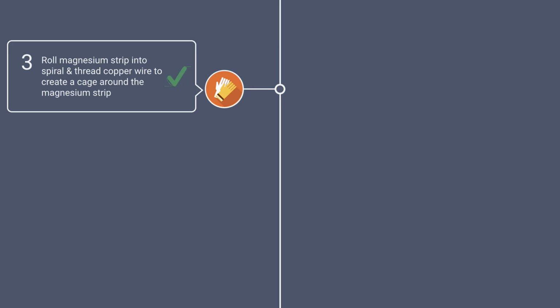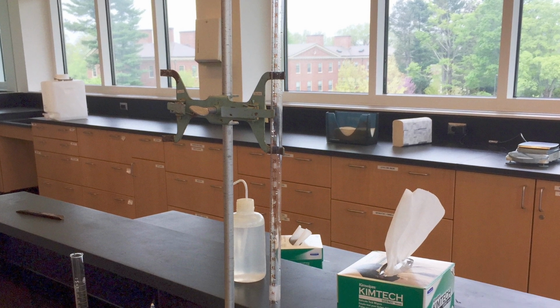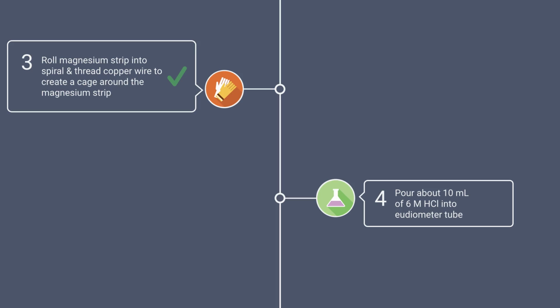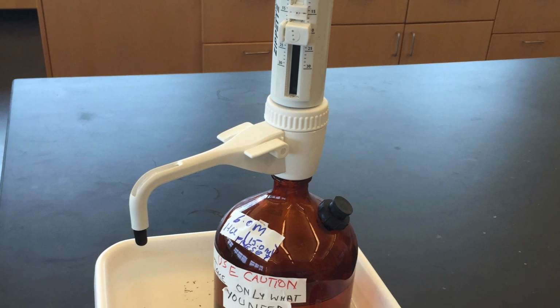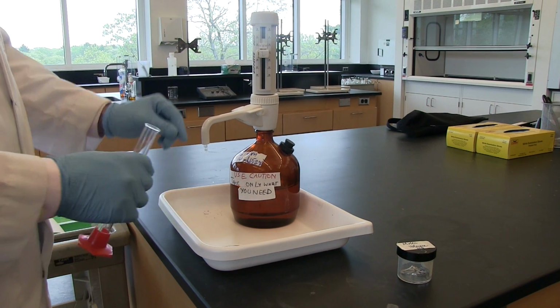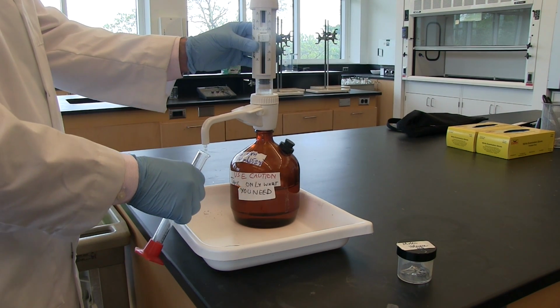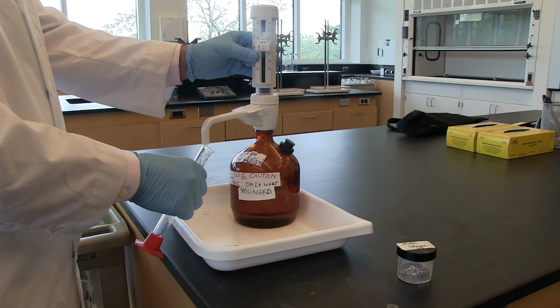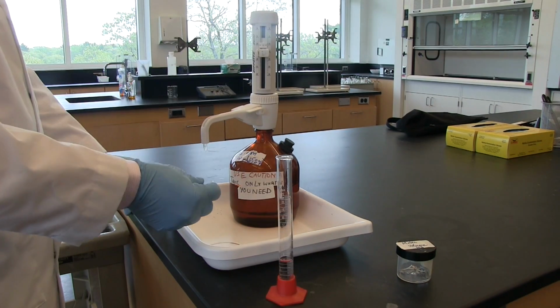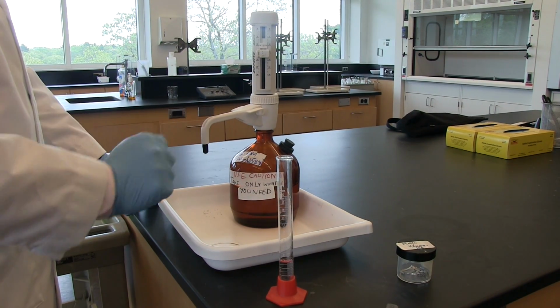Next, we want to pour about 10 milliliters of 6 molar HCl into a eudiometer tube, which is a big tube for measuring gas. Now, 6 molar HCl is some pretty strong stuff, so make sure you put on your gloves. To safely get 10 milliliters, we're going to use a Zipette bottle top dispenser that your teacher will help you with. The first step is to remove the top, pull up, and then slowly press down. Remember to replace the top when you're done.